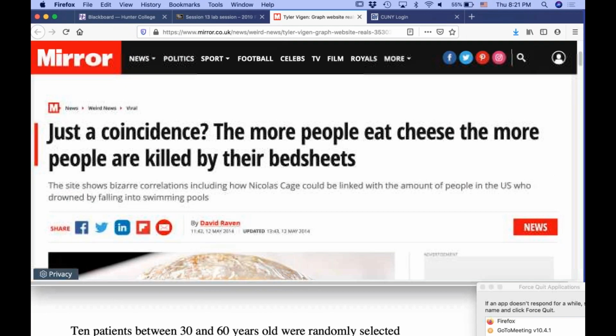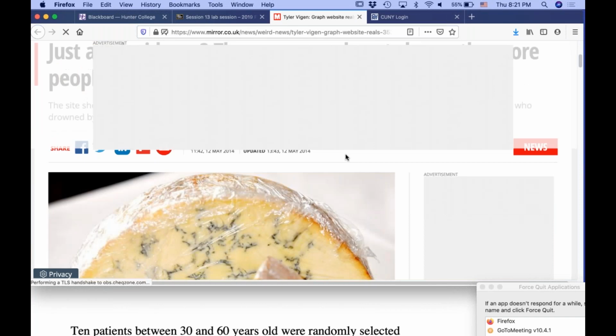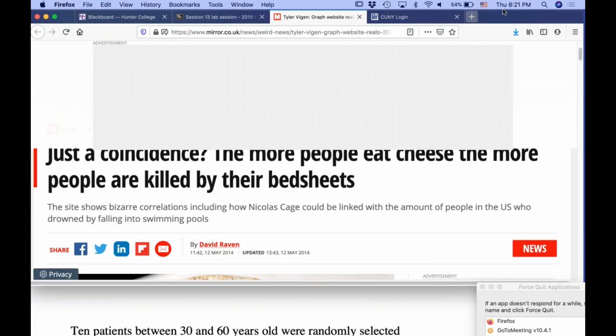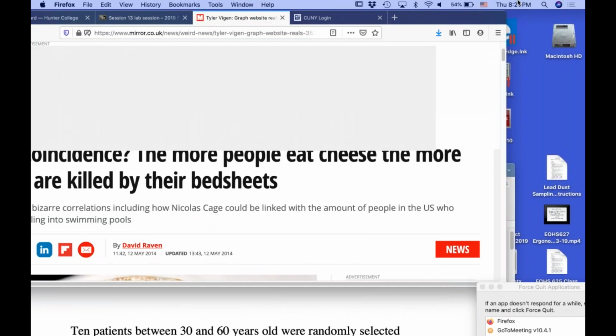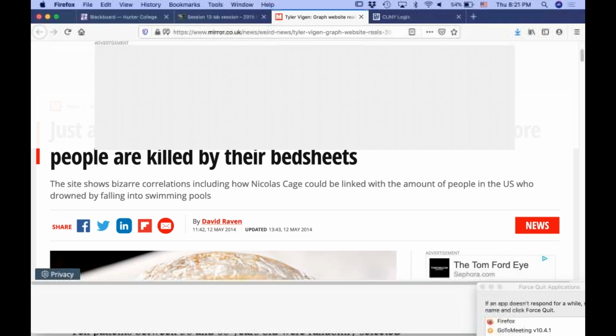I don't know what that is, but I have to accept it, I guess. Oh no, never allow. Okay. Now there's some other ad here now. Boy, it's almost not worth using the internet anymore. I mean, it's getting ridiculous.